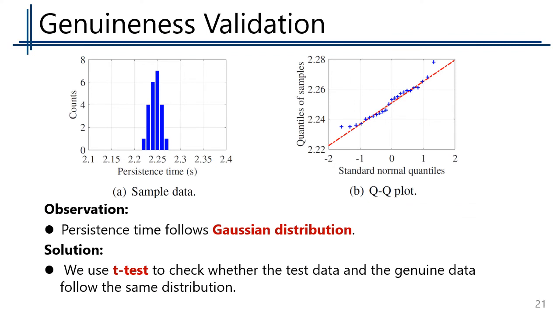After that, we use the distribution of the samples to validate the tag. Extensive experiments show that the persistence time follows a Gaussian distribution, so we use Student's t-test to check whether the samples and the data of genuine tags follow the same distribution.